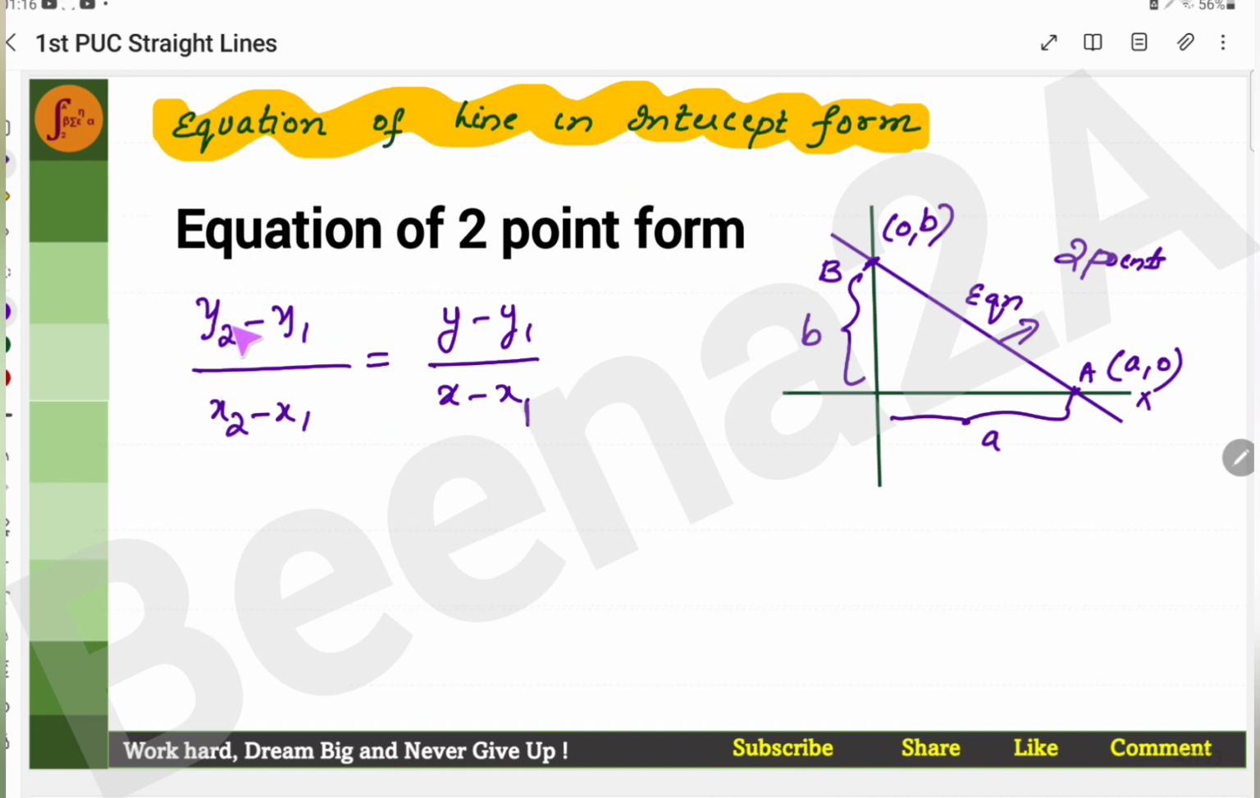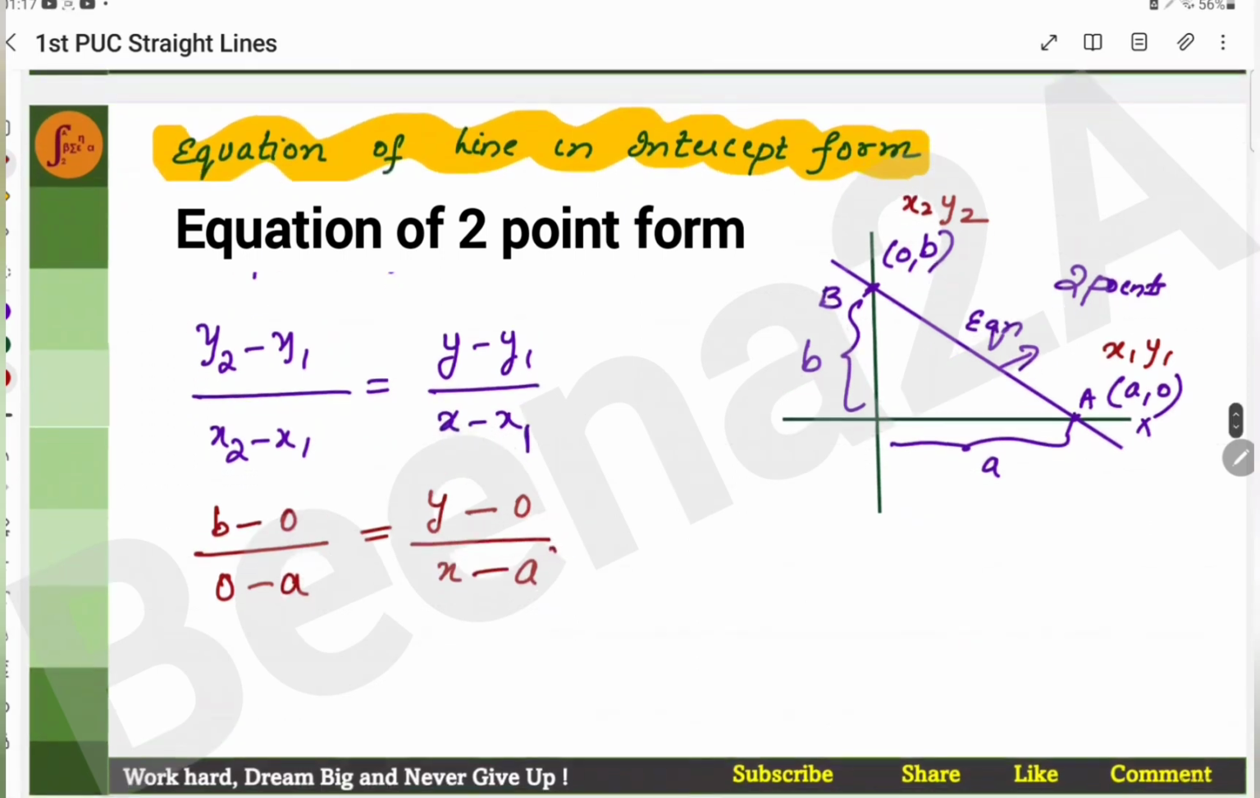Now, straightforward. We have 2 points. Let's call them x1, y1, x2, y2. Let's substitute. y2 would be b, y1 is 0, x2 is 0, x1 is a, is equal to y minus y1, which is 0, by x minus x1, which is a. This is nothing but b by minus a is equal to y by x minus a.